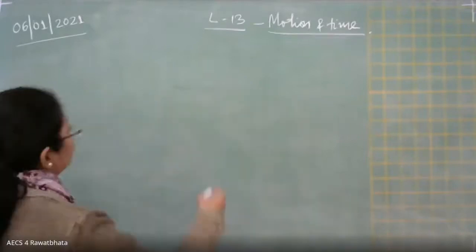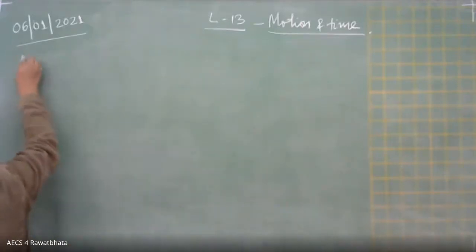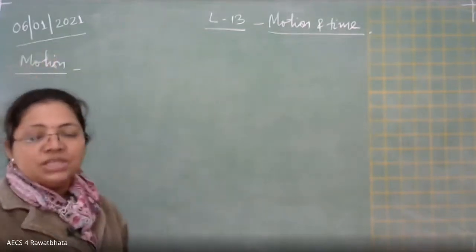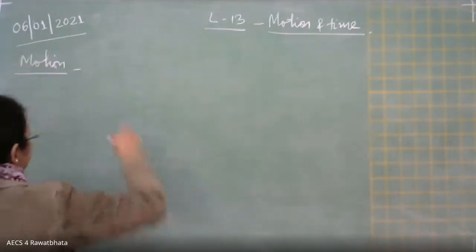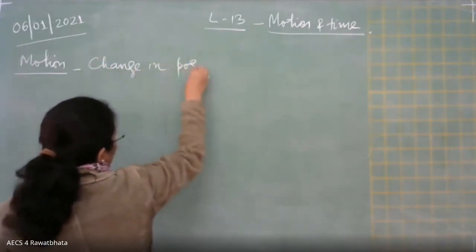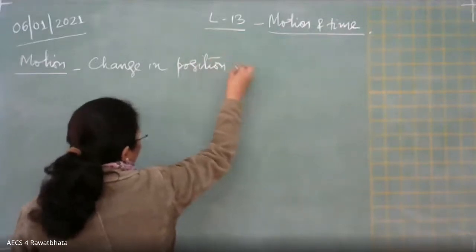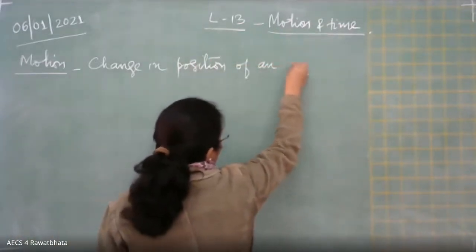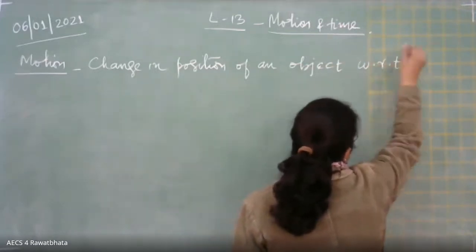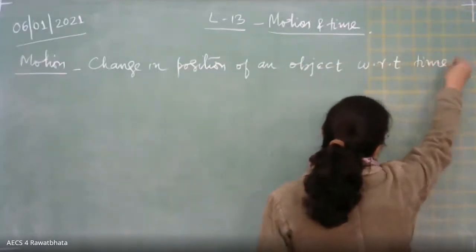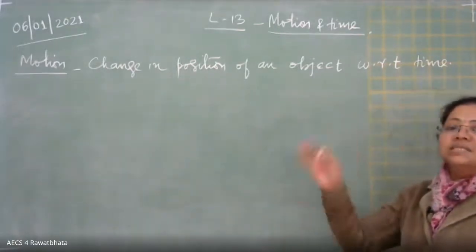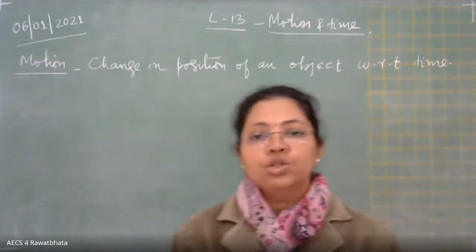So in 6th standard itself, we discussed some of these. Let's go for recapitulation; let me write the definition for motion. Change in position of an object with respect to time. And in some books you'll also find they use the word surroundings. So we call it motion.